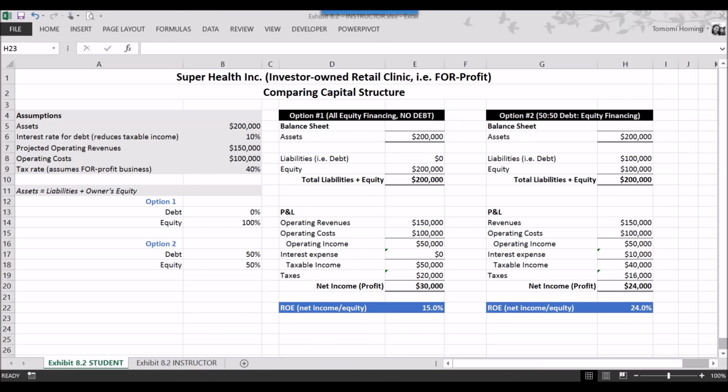Okay, you don't understand exactly what ROE means. It's a measure of, like I said, how well the owner's money is working for them. On the left-hand side, when you have all equity, the owners are putting in $200,000, and the ROE is 15%, meaning that the profit being generated by the $200,000 investment is basically 15 cents on the dollar. Whereas on option number 2, the rate is much higher. Out of the $100,000, they're generating essentially 24 cents on the dollar. So it's how much your equity dollars are working to generate that net profit amount. The higher the number, the better, to a certain point.